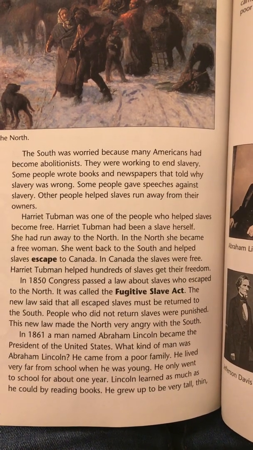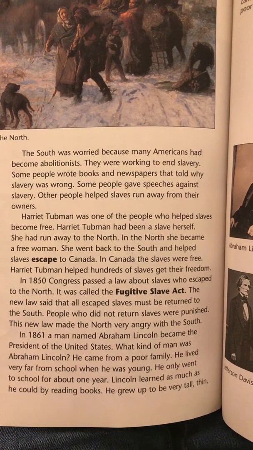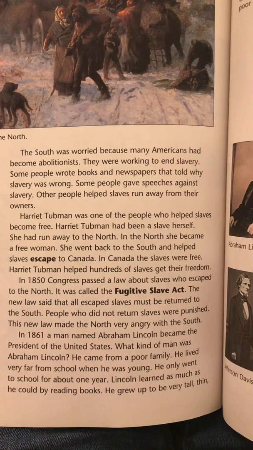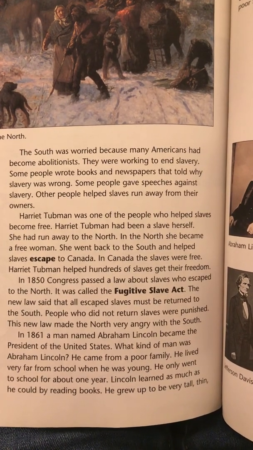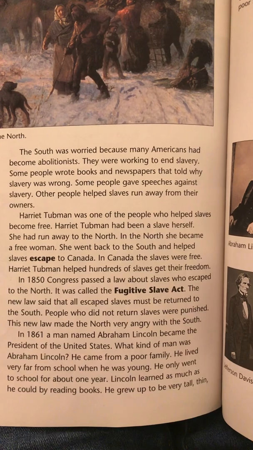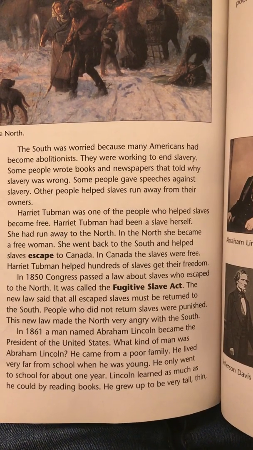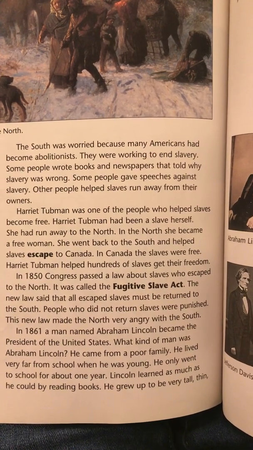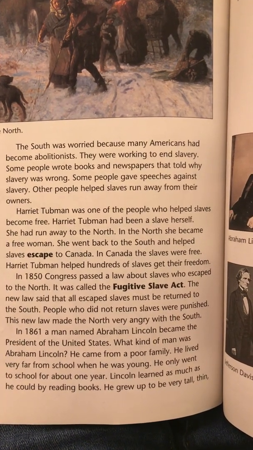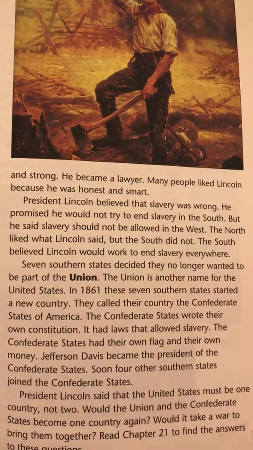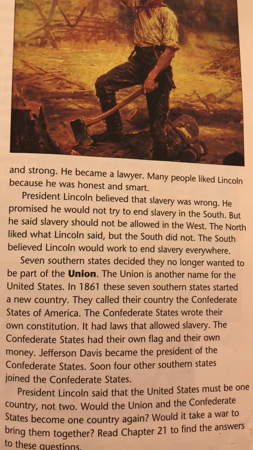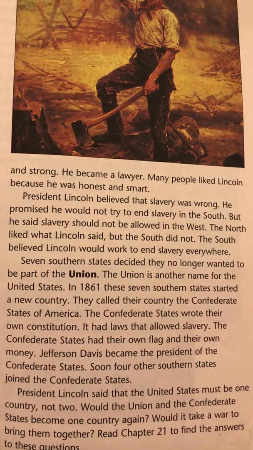In 1861, a man named Abraham Lincoln became the President of the United States. What kind of man was Abraham Lincoln? He came from a poor family. He lived very far from school when he was young. He only went to school for about 1 year. Lincoln learned as much as he could by reading books. He grew up to be very tall, thin, and strong. So he was homeschooled. He just read books. He became a lawyer. Many people liked Lincoln because he was honest and smart.